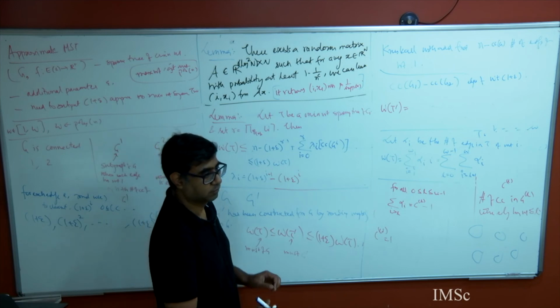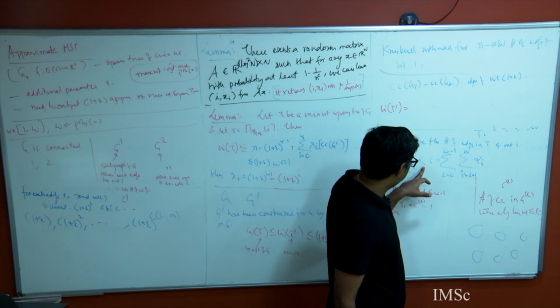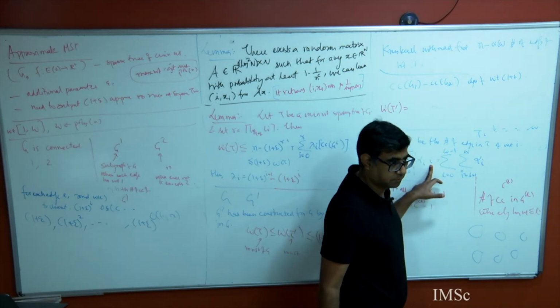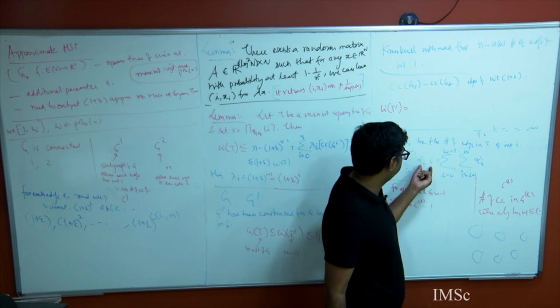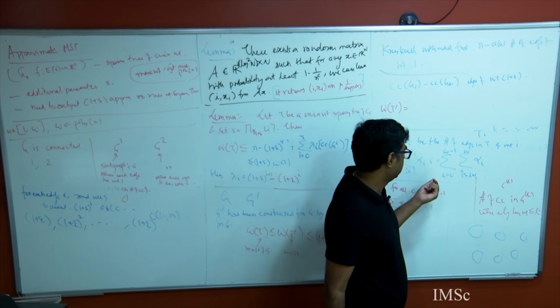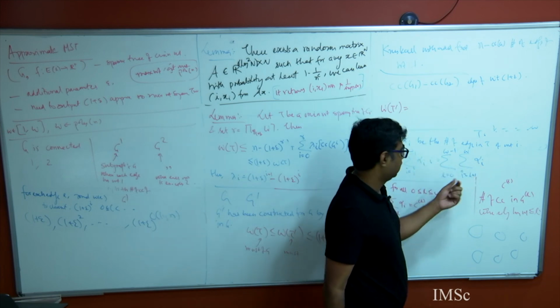Okay, so what is this? Alpha I is the number of connected components times I, right? So how many times is it going to contribute? I times. In this sum, how many times is it going to contribute?